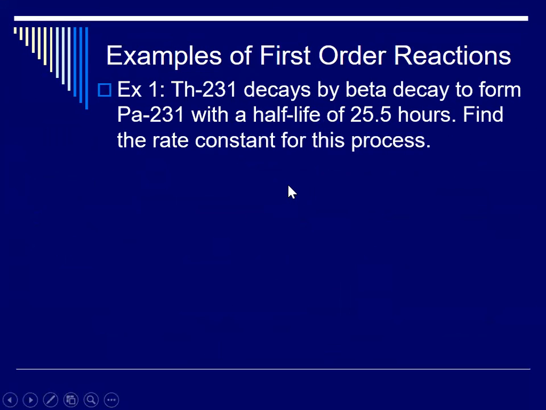All right, first order reactions. Thorium-231 decays by beta decay. Remember we talked about a beta particle being an electron, 0, -1 e, to form protactinium. I'm going to work it out. Thorium decays by beta decay to form Pa-231 with a half-life of 25.5 years. Find the rate constant for this process.